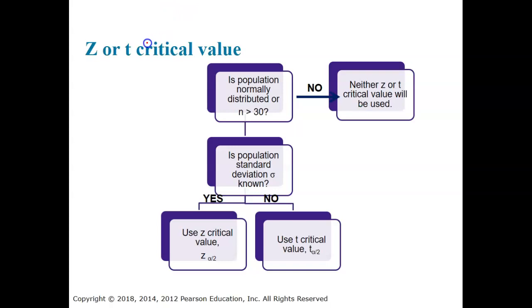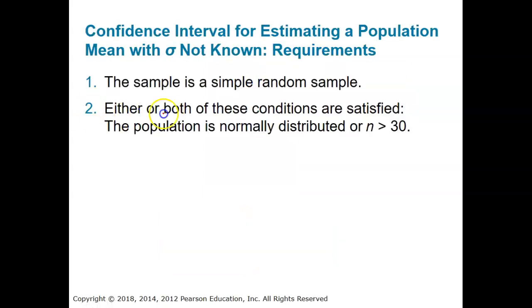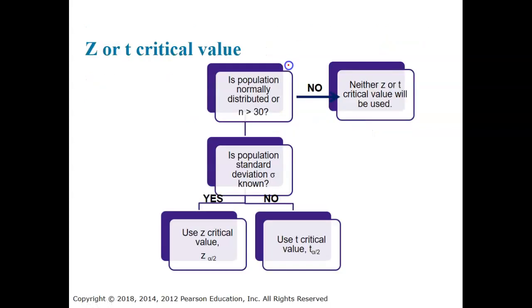Okay, so it's important to know whether we're working with a t or a z critical value. And so I put this flow chart together to kind of help us decide. So the first question we're going to ask is kind of that requirement that we saw here. Is it true that it's normally distributed or n is greater than 30? So if you answer no, then we're not going to be able to go ahead with this problem. So you're going to say neither a z nor t would be used.